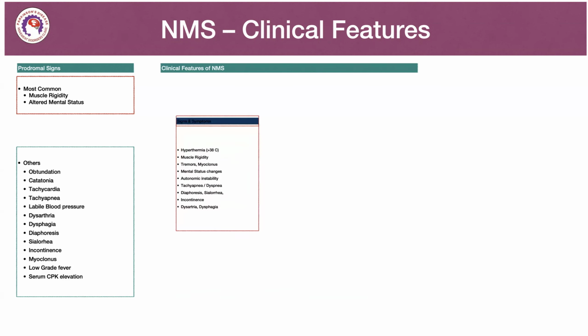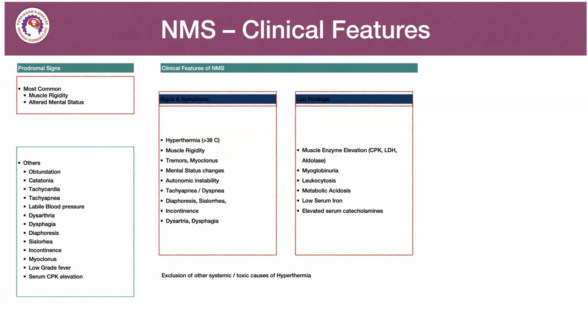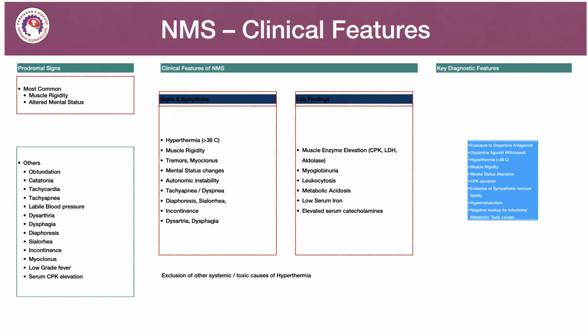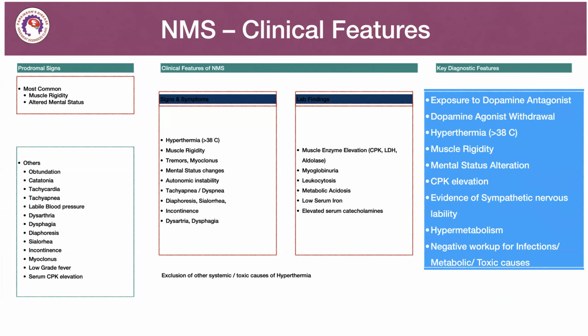As the symptoms progress, you start to have various clinical signs and symptoms, which include hyperthermia, muscle rigidity, tremors, and autonomic instability, along with lab features showing elevated muscle enzymes, myoglobinuria, leukocytosis, metabolic acidosis, and elevated serum catecholamines. Make sure that other systemic causes or toxic causes of hyperthermia are always ruled out when you're working up.